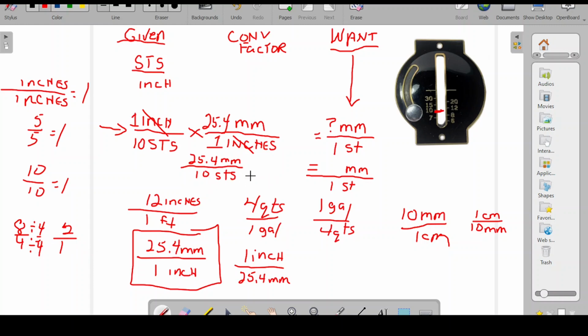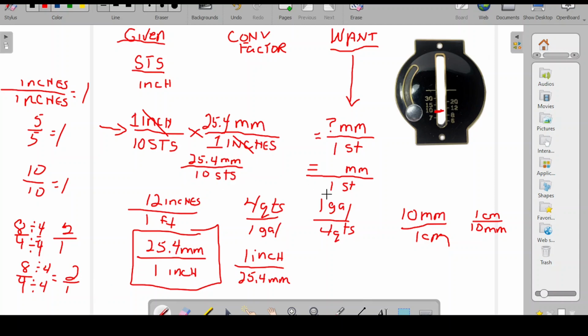Okay, how do we get from 10 to 1? Because these are the two that are known. Just like here with 8 and 4, I should have showed that. The 8 and the 4 equals 2 over 1. Well, how did we get from 4 to 1? 4 divided by 4 is 1, so we have to do the same thing to the numerator. 8 divided by 4 is 2. So we do the same thing over here.